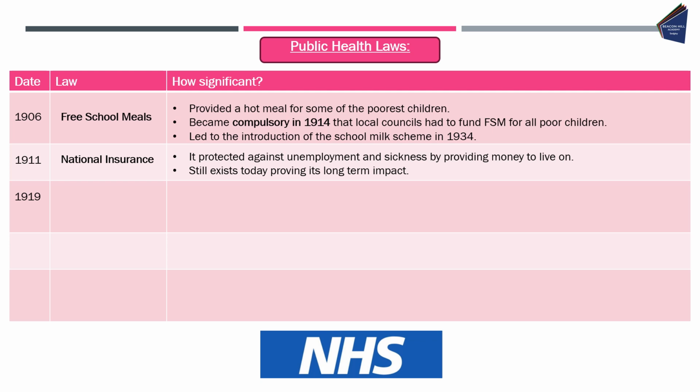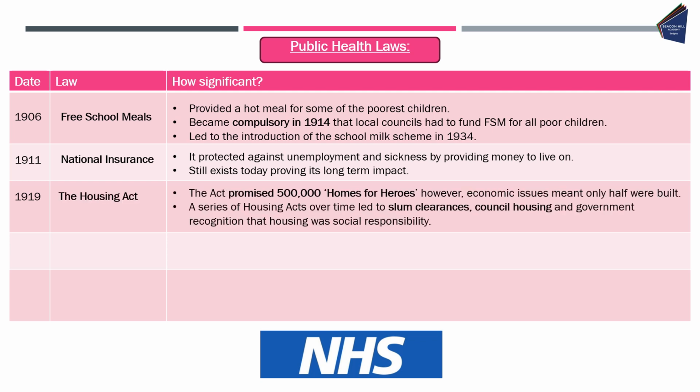In 1919, we have the Housing Act. This was the act, remember, that promised the 500,000 homes for heroes. We spoke earlier about the fact that economic issues following the war meant that only half of these were built. We have a series of housing acts over time which led to slum clearances, council housing, and government recognition that housing was a social responsibility. Because it is their responsibility, we see an improvement in the quality of homes that are available.